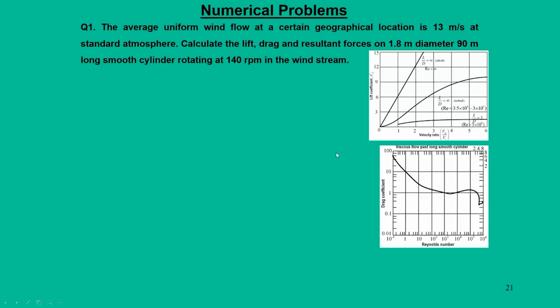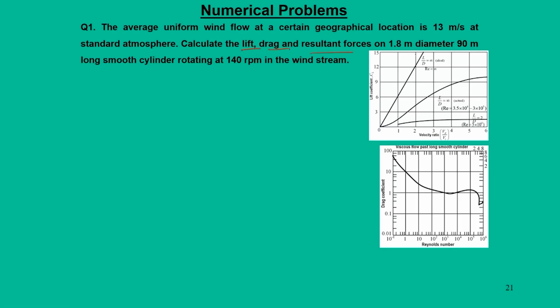So, now we will move on to the last point, that is solving the numerical problems whatever we have discussed so far. So, the problem statement goes like this: the average wind flow in a certain geographical location is 13 meter per second and standard atmosphere. We need to find out lift force, drag force and resultant force.